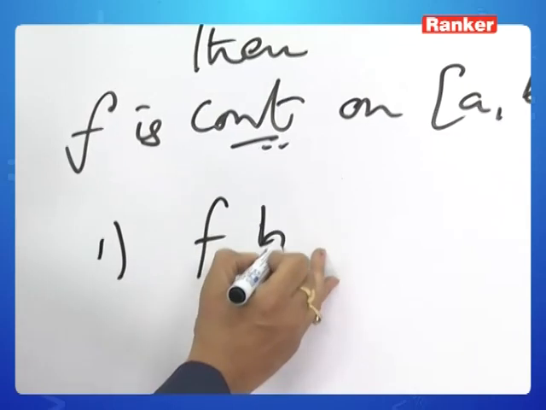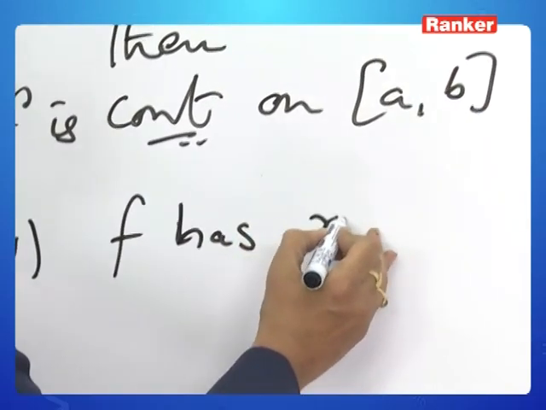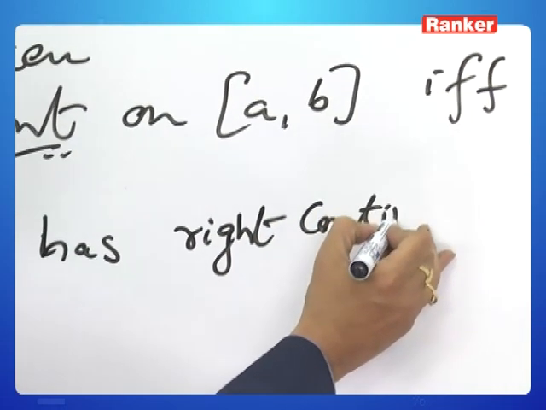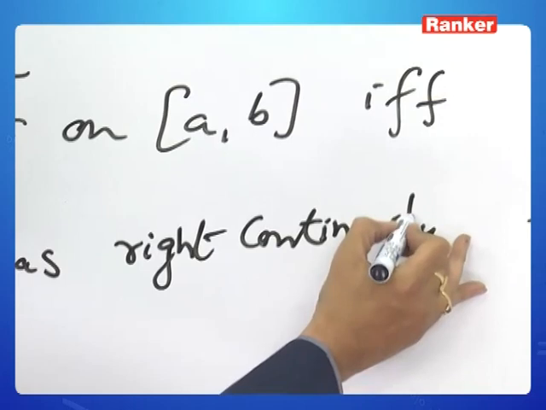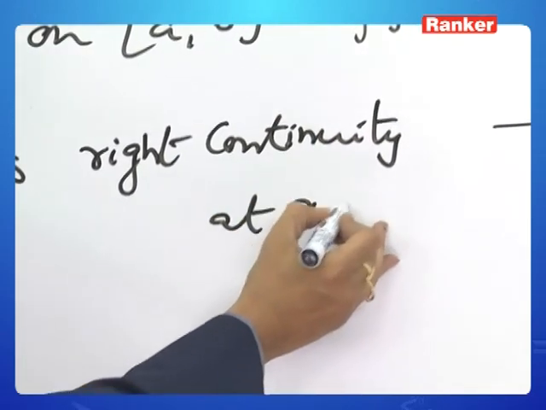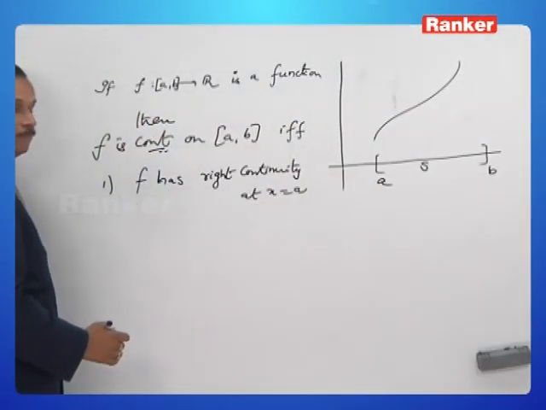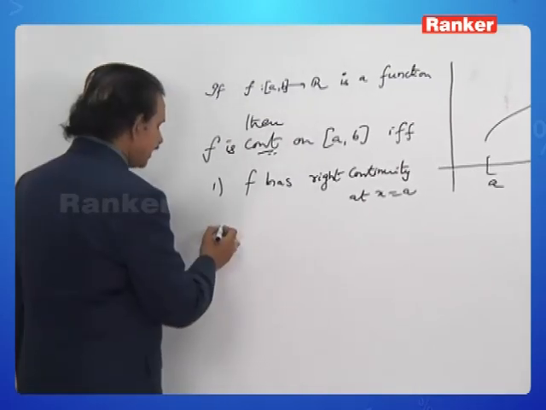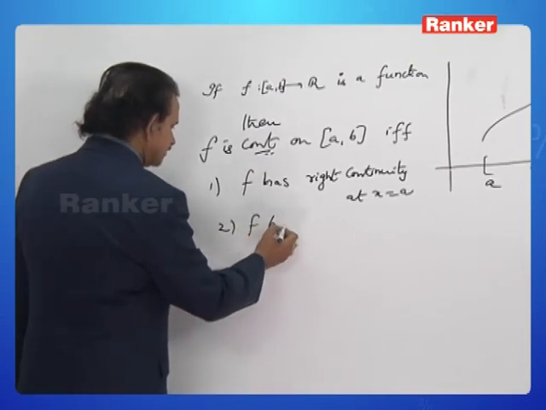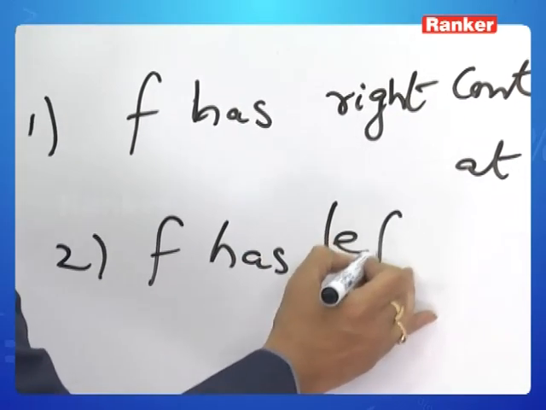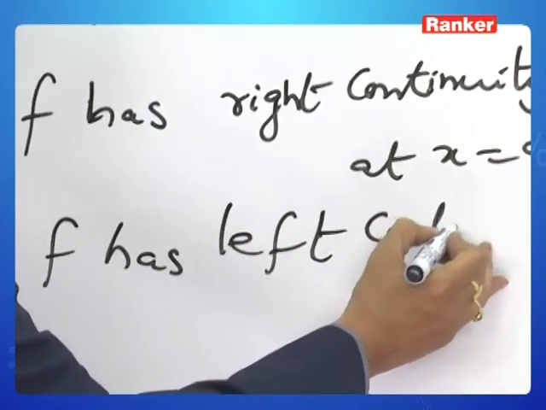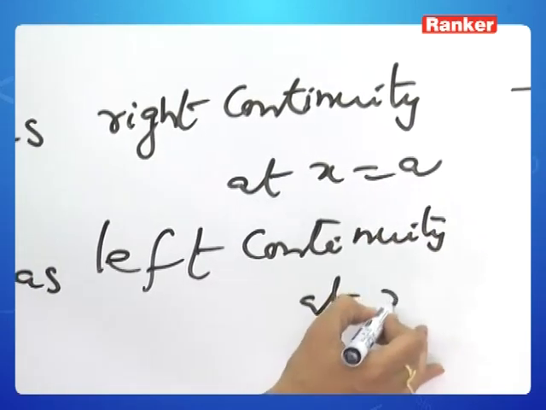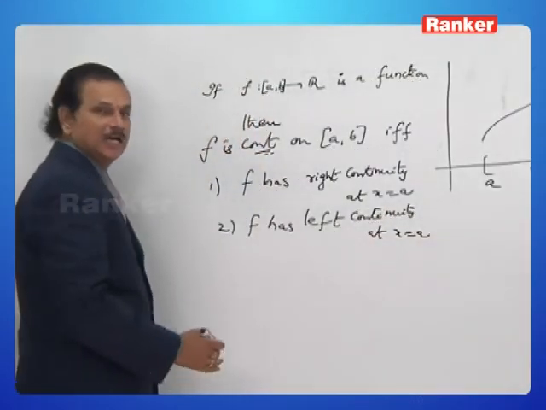Number 1, f has right continuity at x equal to a, because the region to the right of a is only involved in the domain. Second condition, f has left continuity at x equal to b.